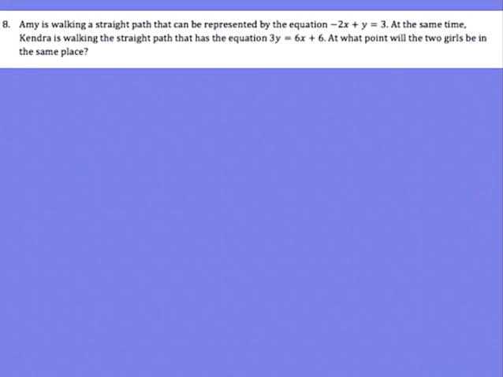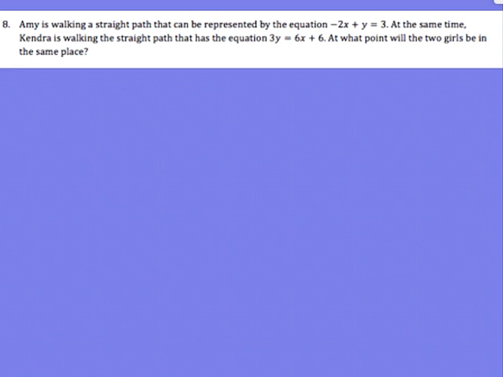Let's take a look at number 8. It says Amy walking in a straight path can be represented by the equation negative 2x plus y is equal to 3. And Kendra's walking a straight path at 3y is equal to 6x plus 6. When are they going to be in the same place?